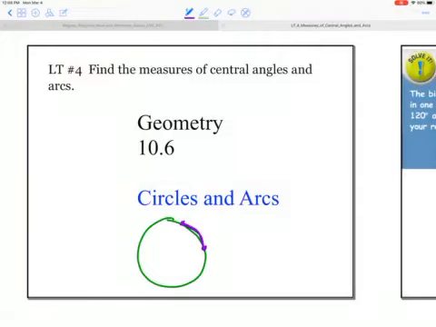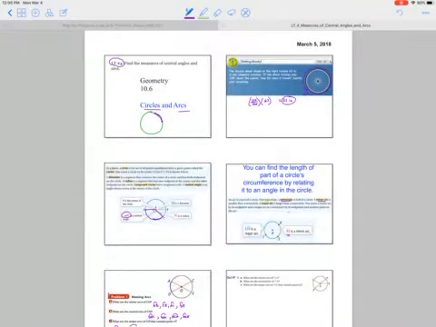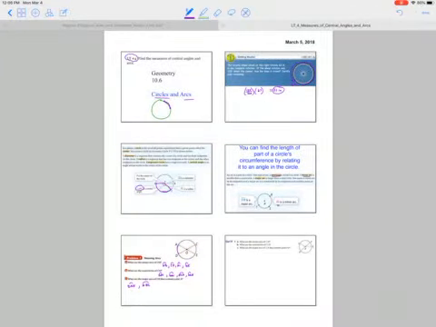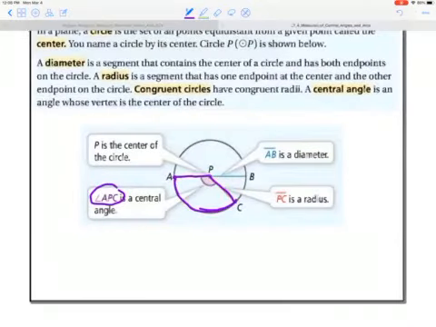Hi, this movie is for Learning Target 4, and this deals with circles and arcs. So we did the warm-up looking at arc length, the fraction of the length. We also learned how to name an arc and how an arc, such as arc AC, is congruent to its central angle measure.